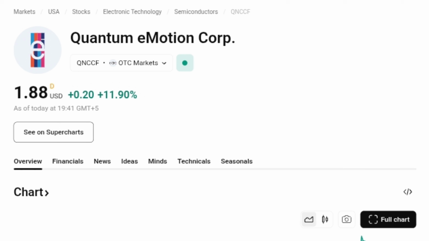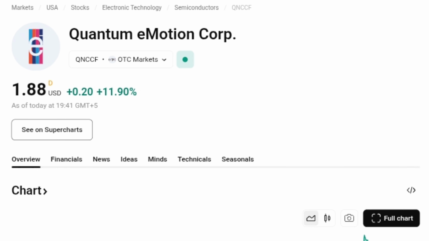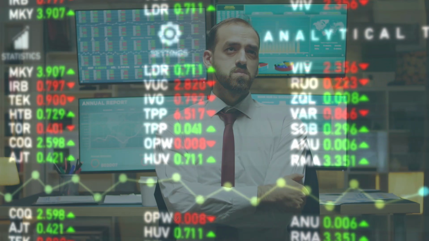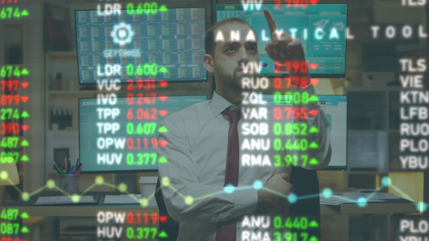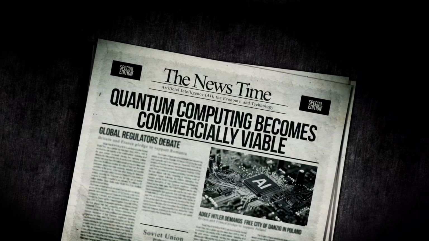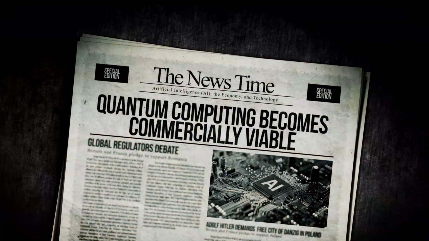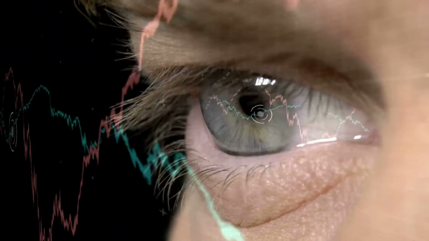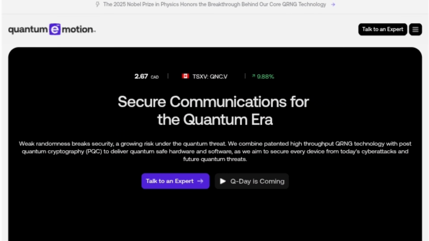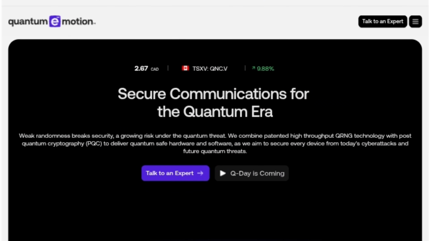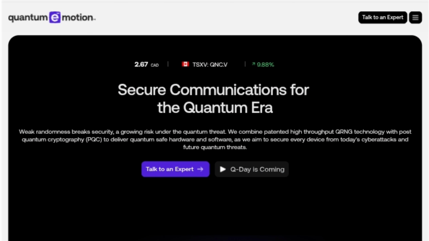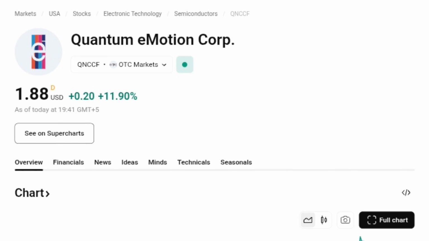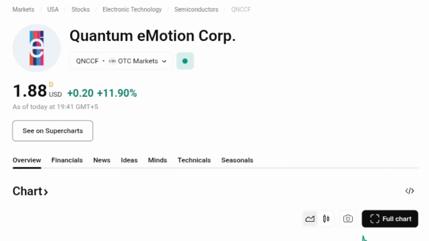Because the stock trades on the OTC, it tends to be more volatile, but OTC listings also give early investors an opportunity to enter before major uplisting or institutional adoption. As quantum threats gain more attention globally, companies offering real quantum-safe solutions, especially hardware-based randomness, are positioned to experience explosive demand. Quantum eMotion may be small, but its technology is fundamental to the future of encryption. If the world transitions to quantum-safe infrastructure over the next decade, this company could be one of the biggest beneficiaries.